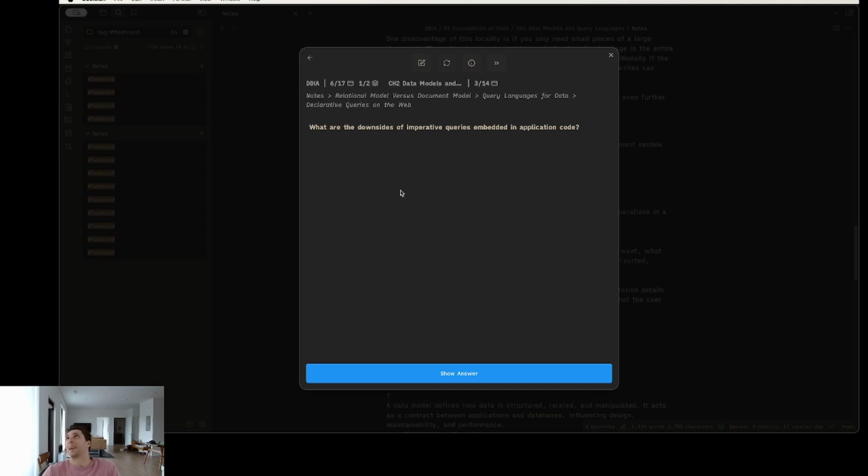What are the downsides of imperative queries embedded in application code? Hard to maintain. They're slower because we probably have to fetch data multiple times, and harder to maintain. Error prone, hard to optimize, slower. I said that. Tightly couples business logic and data access logic, okay, and then more error prone. So this one was hard.